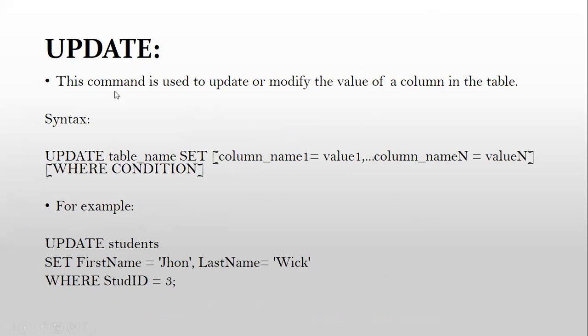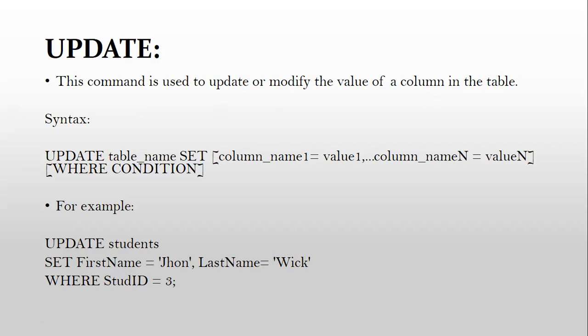The next one is the update. Update is used to update or modify the value of the column in the table, that is the value of the data. That can be done with UPDATE. Then you need to give the table name. Then SET, this is the keyword. Then you need to write the column name, column name is equal to new value. Likewise, you can list out different columns for which you are setting the value.